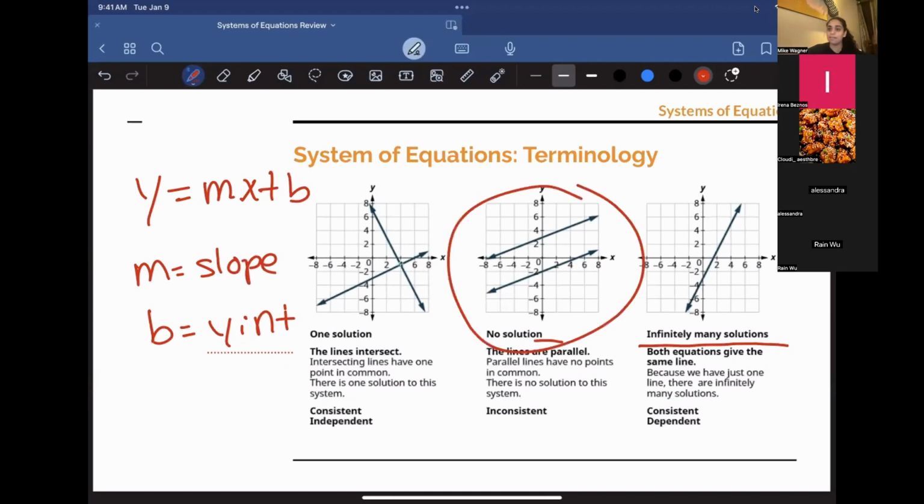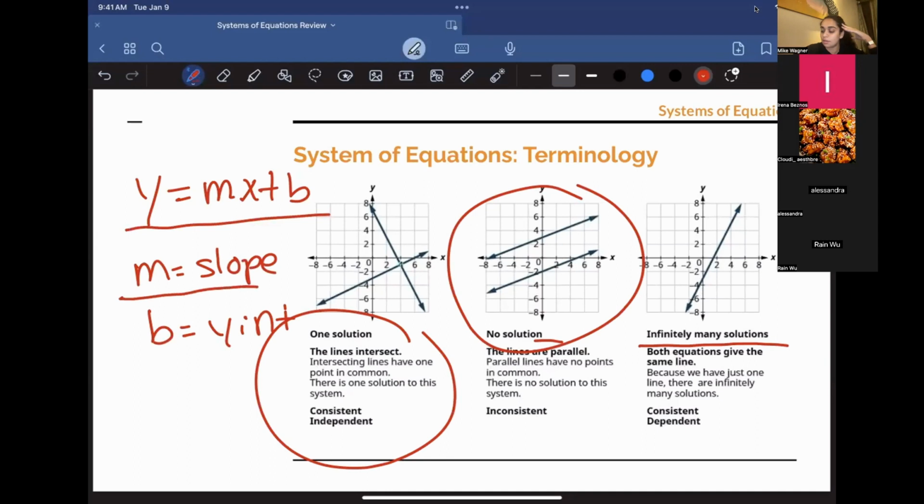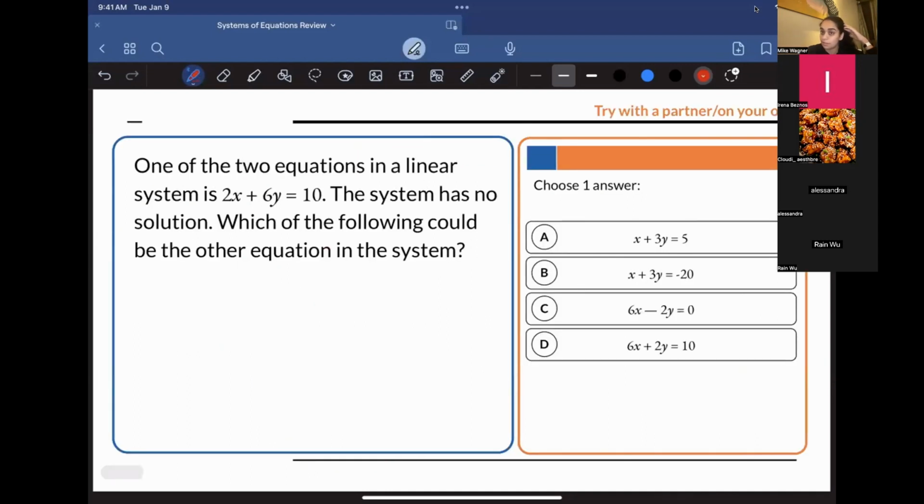Everything else, if the m is different, and the b can be the same or different, it doesn't matter, then we have one solution, which means the lines intersect, which is honestly most of the time. But the SAT is going to test if you understand this. And the simplest way to break it down is thinking y equals mx plus b, and you're thinking about the slope and the y-intercept. That's it.